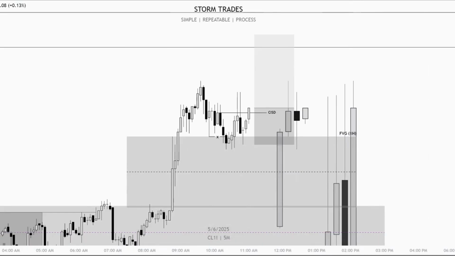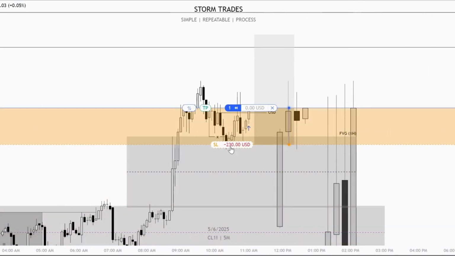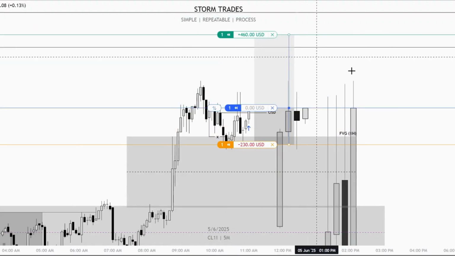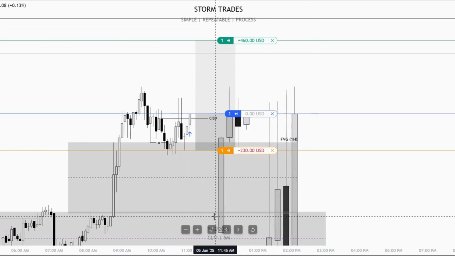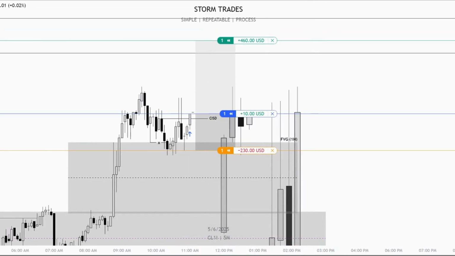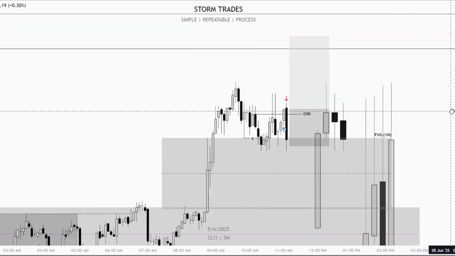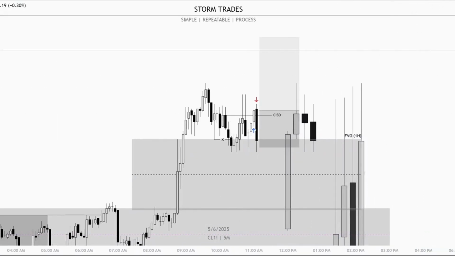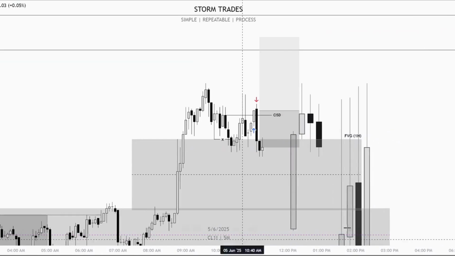Okay, so let me put in a buy order here. Stop below swing, take profit at 2R as it coincides with a draw on liquidity that's close, and on the next candle, we got to take it out. Okay. And price never really went any higher. We actually went lower here.